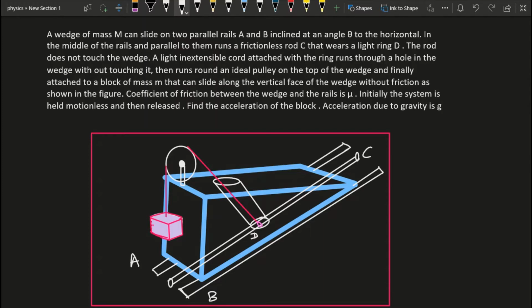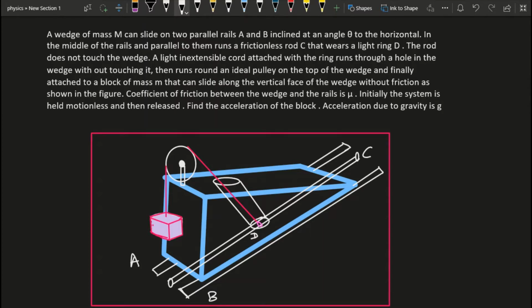The coefficient of friction between the wedge and the rails is mu. Initially the system is held motionless and then released. Find the acceleration of the block. Acceleration due to gravity is small g.